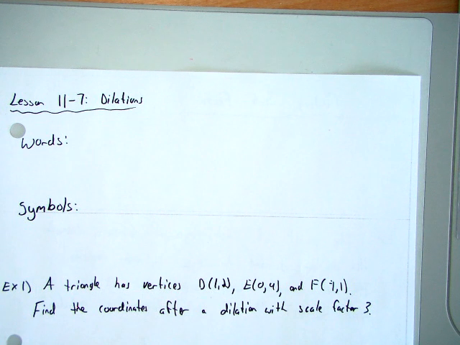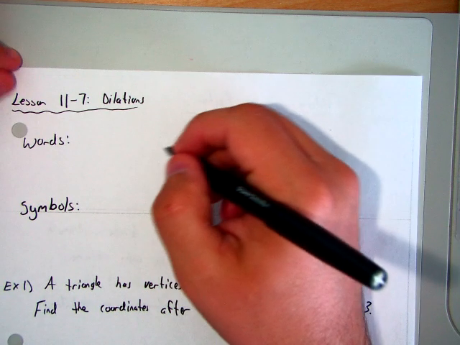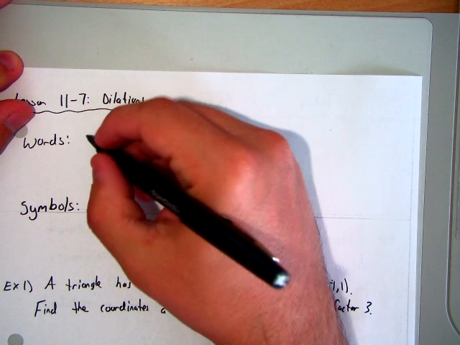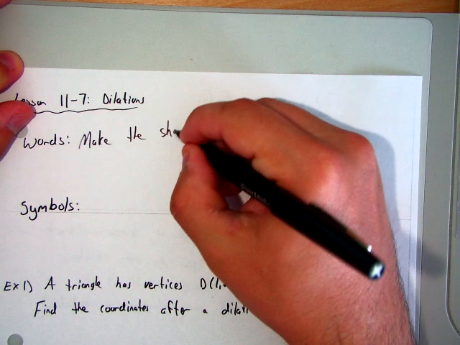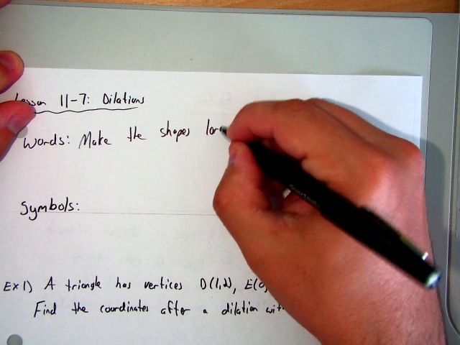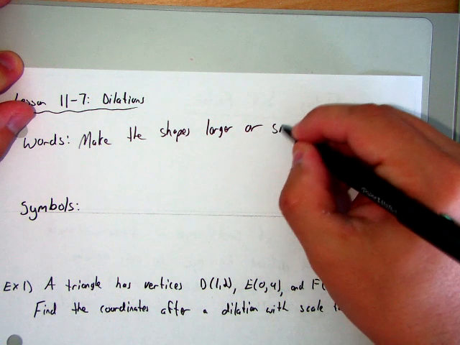Alright, so today we're going to be talking about Chapter 11, Lesson 7. This is all about dilations. So when we dilate things on the coordinate plane, when we dilate shapes, that means that we make the shapes larger or smaller.